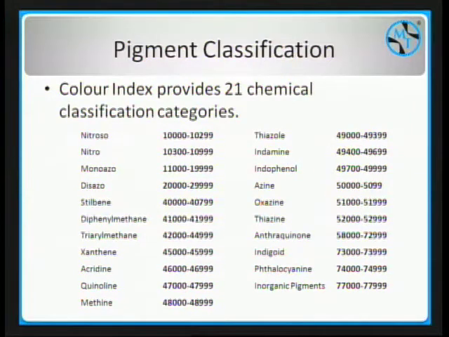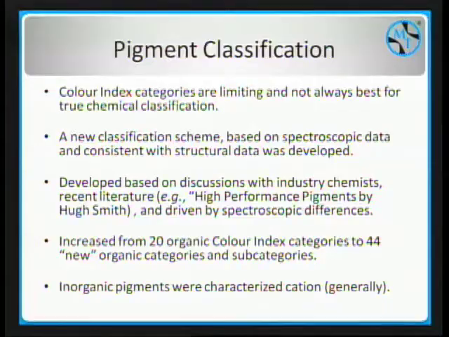So on to the next step, pigment classification. The color index provides classification into 21 chemical categories. That's a good start, but it doesn't always correspond well with the spectroscopic data or advances in chemistry that have taken place. So it's not always the best way to do this for forensic purposes. And so we developed our own classification scheme, and I'm not trying to take credit for it because it's really out of a lot of different references. We used some literature, this High Performance Pigments book was very useful, spectroscopic differences, and discussions with people in the industry and how they classify pigments.